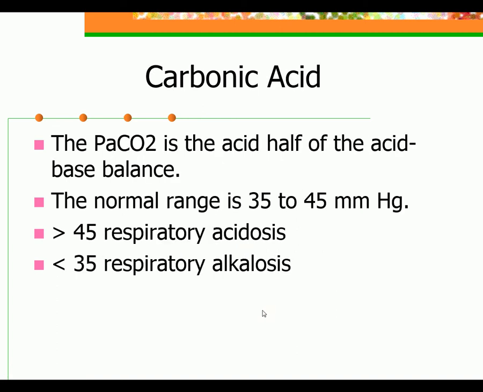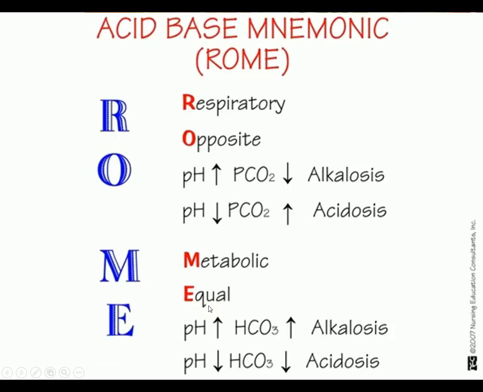Carbonic acid, you should have been thinking what? Respiratory, lungs. The CO2 is the acid half. So normal range is 35 to 45. Anything greater than 45, I put more acid on there. So respiratory acidosis. Anything less than 35, I've taken away some. So respiratory alkalosis. And if you remember those norms, you can't go wrong.